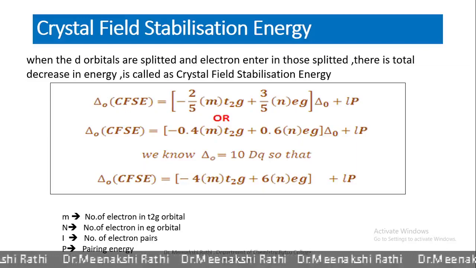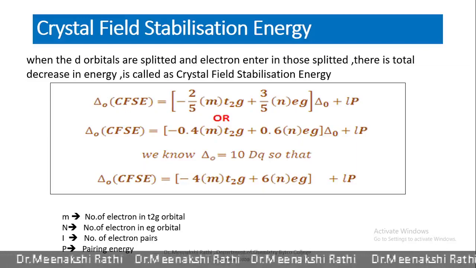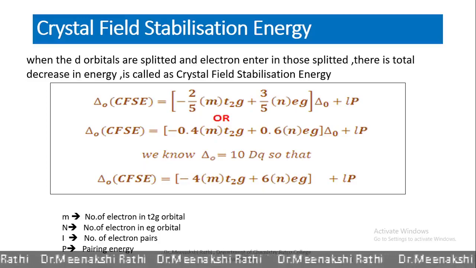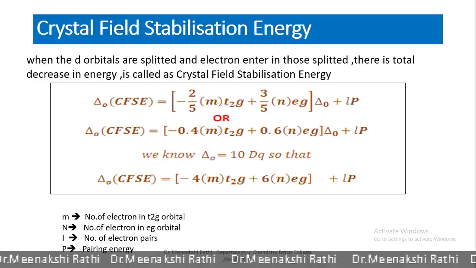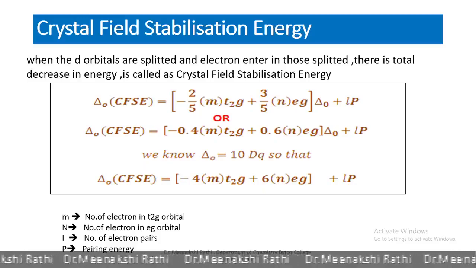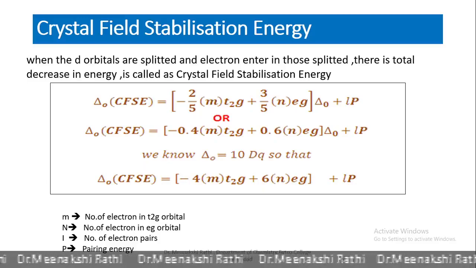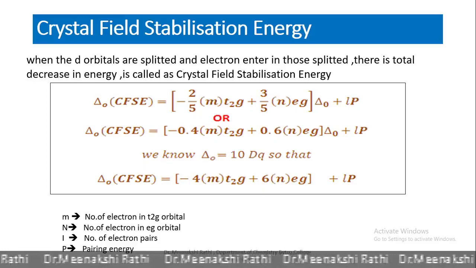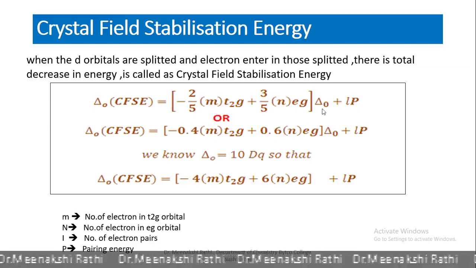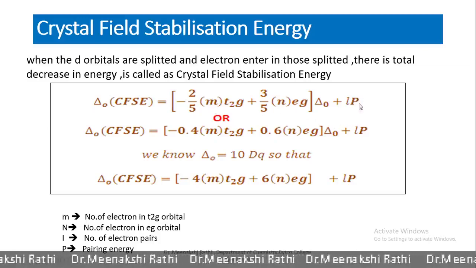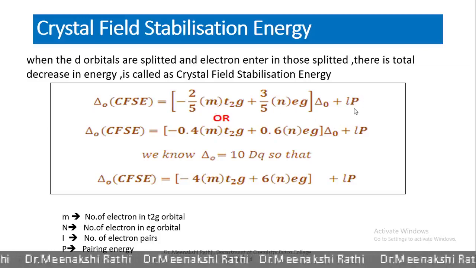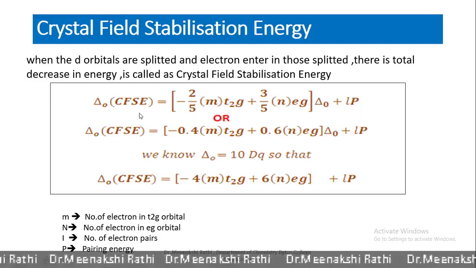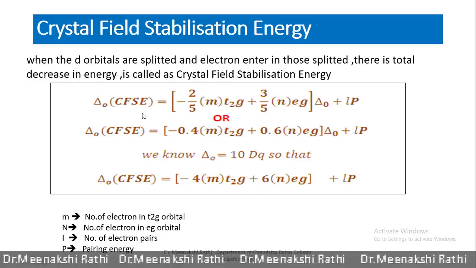Now, when electrons enter the split orbitals, either T2g or Eg, sometimes they get paired. When the electrons are paired, some pairing energy is also involved, and that pairing energy is also added. Here you can see P stands for pairing energy. So pairing energy is also added to the total CFSE.